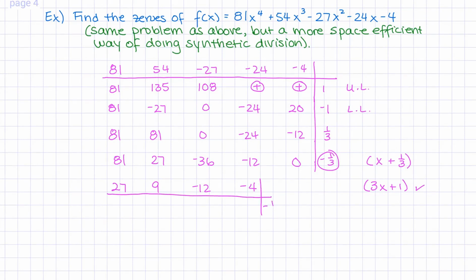And we tried negative 1/3 again. Negative 1/3 of 27 was negative 9. We add, we get 0. Multiply, you get 0. Add, you get negative 12. Multiply, you get 4. Add, you get 0. So that worked. So x plus 1/3 is our current factor. But if we divide all these coefficients by 3, now we have 3x plus 1 as our other factor.